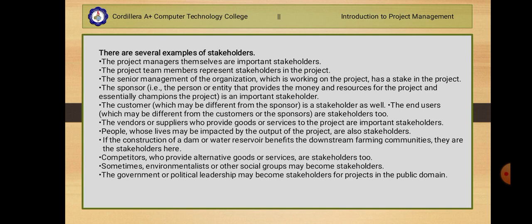Okay, so next are people whose lives may be impacted by the output of the project. They are also stakeholders. So the people who are impacted by the project you developed are also considered stakeholders. For example, highway projects, which require possession of privately owned land. The people whose land is being taken away are the stakeholders.